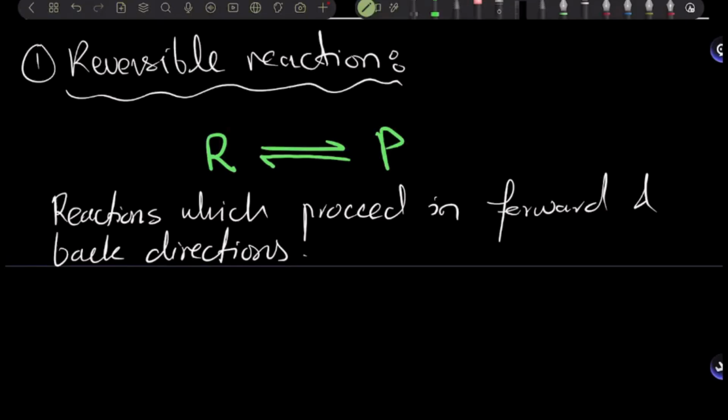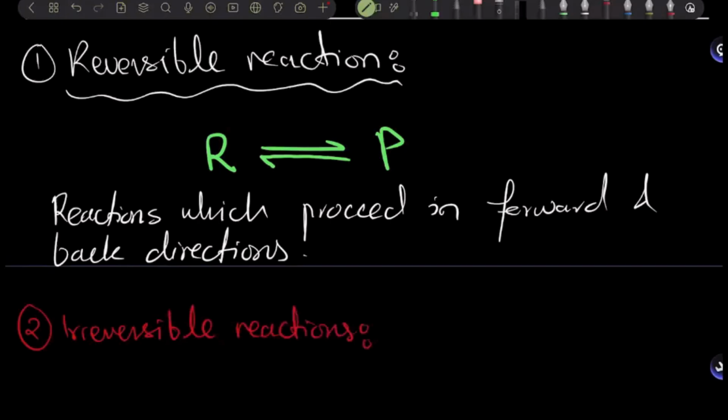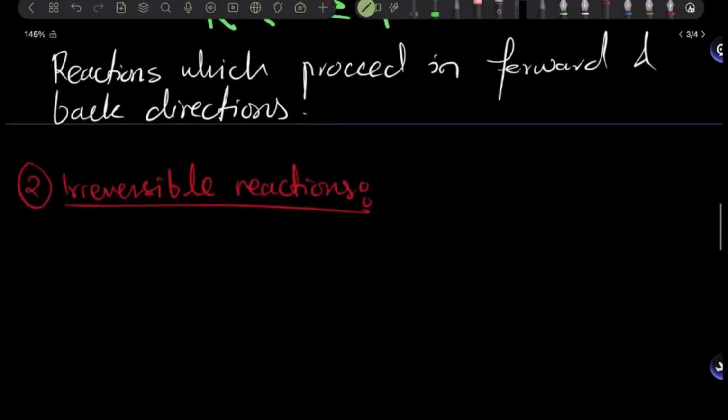But before this, we haven't heard of any reversible reactions. What we used to do were irreversible reactions. What are irreversible reactions? All the equations that we've written up till now had an arrow looking like this.